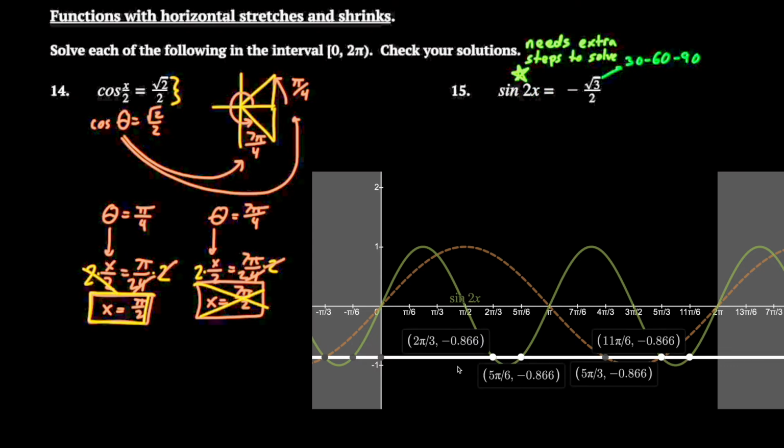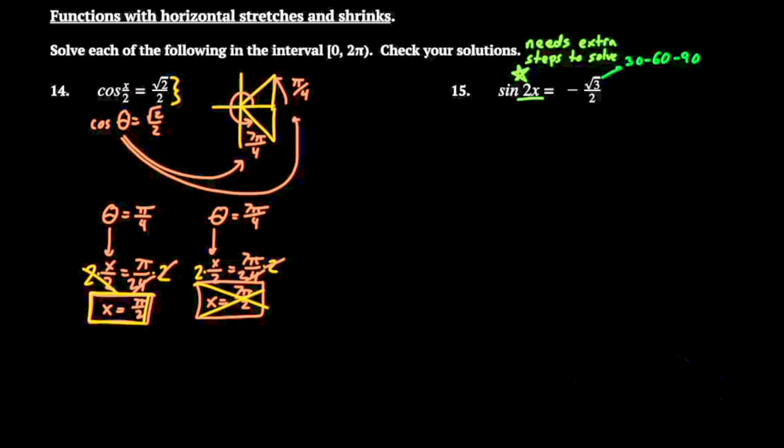So here's the big takeaway. Anytime you have a trig equation with a b value in here that's bigger than 1, which is horizontally shrinking it, you need to take some extra steps when you're solving it. So here's what that looks like. It starts out the same way it did before. So we're going to think about on the unit circle where we have these sine values. They're negative square root of 3 over 2. So it's going to be negative y values. That means like down here or down here.